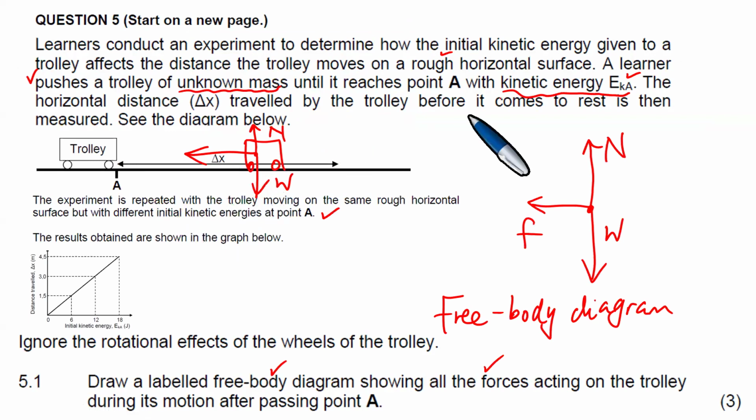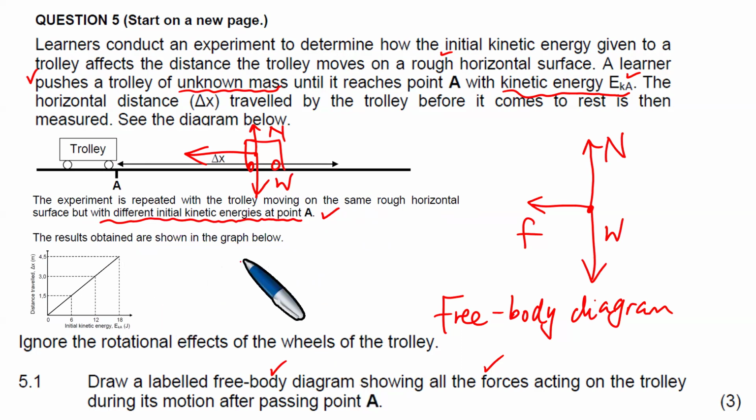But these guys now, what were these guys doing? A learner pushes a trolley of an unknown mass until it reaches a point A with kinetic energy EKA. The experiment is repeated with the trolley moving on the same rough horizontal surface, but with different initial kinetic energies.